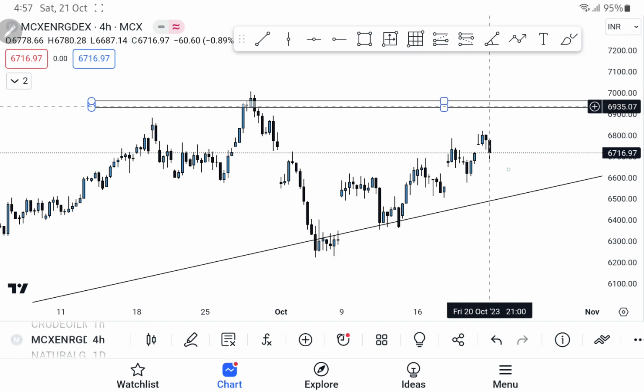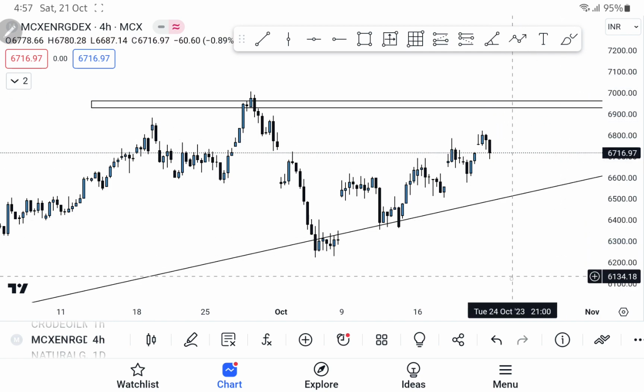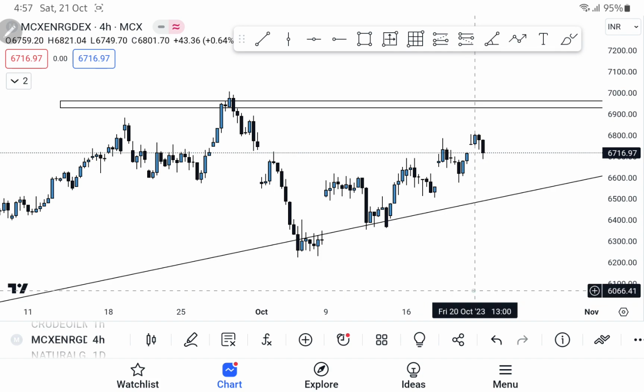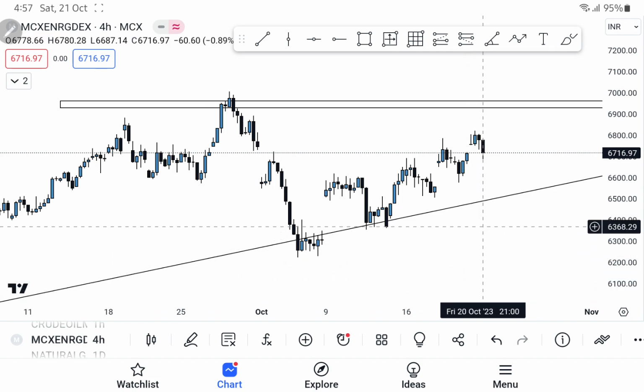But we are doing swing trading. We buy it today, we hold it for 1 or 2 days. That is how I trade, at least on crude oil. I don't buy and sell immediately, I don't do it the next day itself. I buy it and hold it.